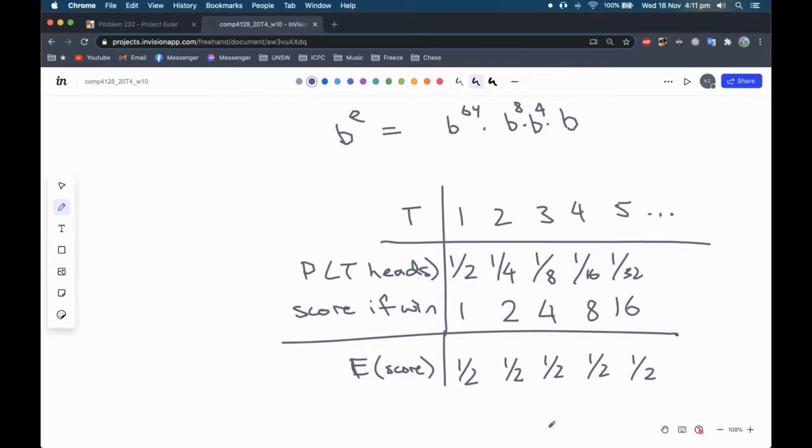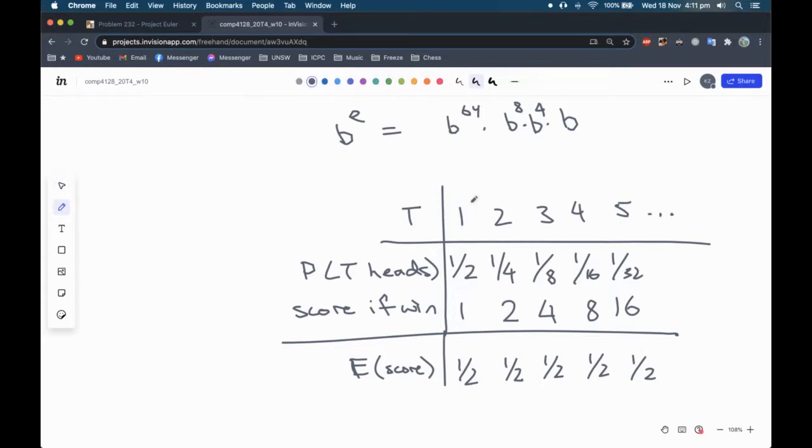Obviously, that's all sort of theoretical. What I should say is that the expected value is half, no matter what t you pick. And so it kind of makes sense that you would always want to pick t equals 1, because that has the least risk associated with it, right?